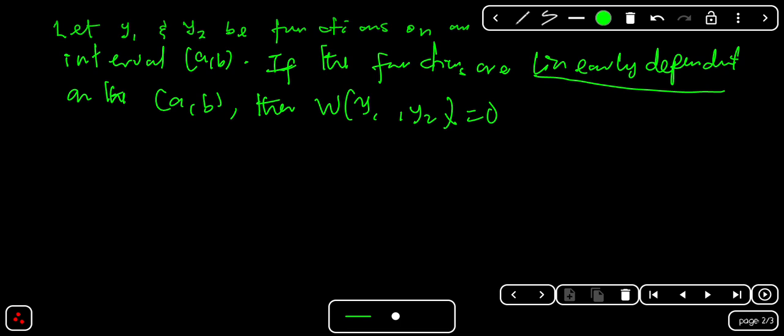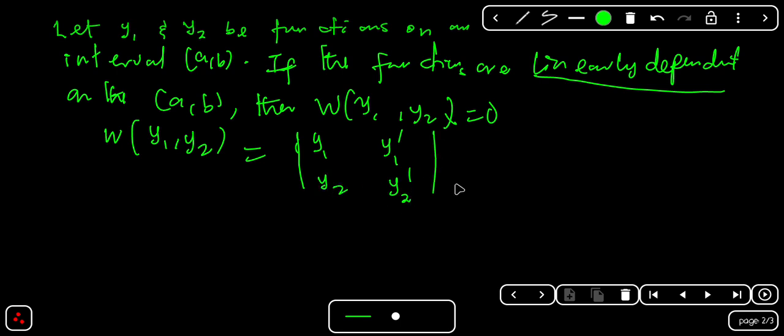Then how do you find the Wronskian of the given two functions? This is how you find the Wronskian. The Wronskian of y1, y2 we can find using the determinant method. That will be equal to the determinant of this 2 by 2 matrix, with y1, y2 in the first row and y1 prime, y2 prime in the second. We find the determinant, so this will be equal to y1 y2 prime minus y1 prime y2. That is how you find the Wronskian of given functions.